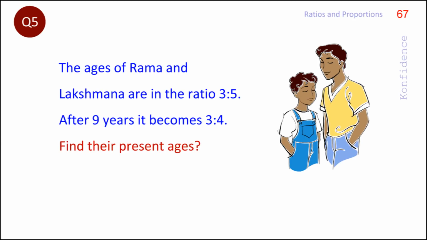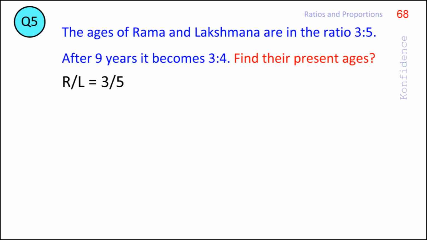Look at the slide. The ages of Rama and Lakshmana are in the ratio 3:5. After 9 years, it becomes 3:4. You have to find their present ages. R by L equals 3 by 5, where R is the present age of Rama and L is the present age of Lakshmana. R plus 9 divided by L plus 9 equals 3 by 4. It is said that after 9 years, the ratio becomes 3:4.